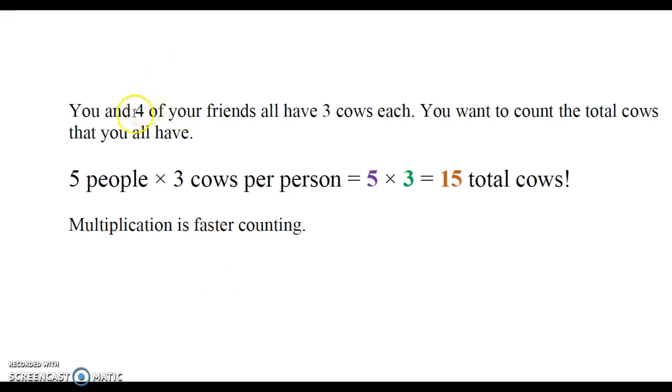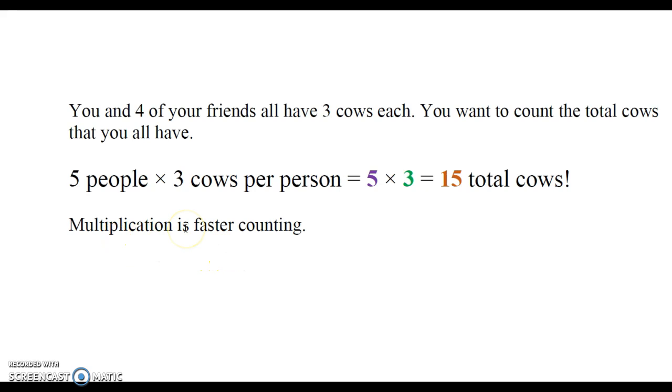So, let's think about this concept, right? You have 4 friends, you and 4 of your friends all have 3 cows each. You want to count the total cows that you all have. Well, this makes sense. We have 5 people and we can multiply by 3 cows per person. And so we get 5 times 3 equals 15 total cows.